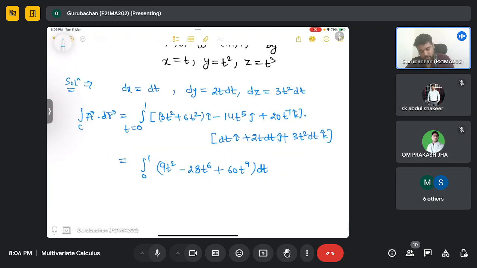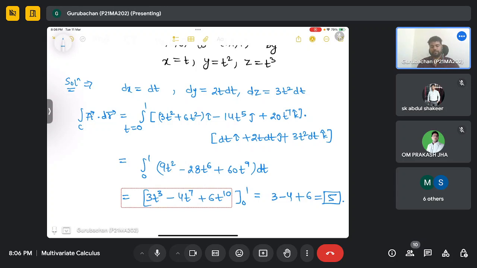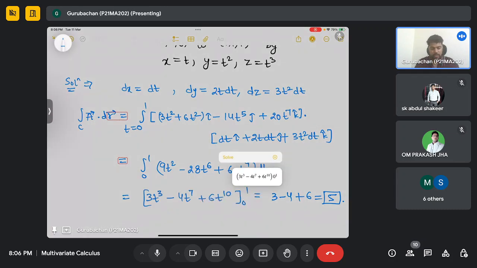So this will give you 3t cube minus 4t to the power 7 plus 6t to the power 10, from 0 to 1. So it will be 3 minus 4 plus 6, which is equal to 5. Okay. So I hope everybody got the same answer.